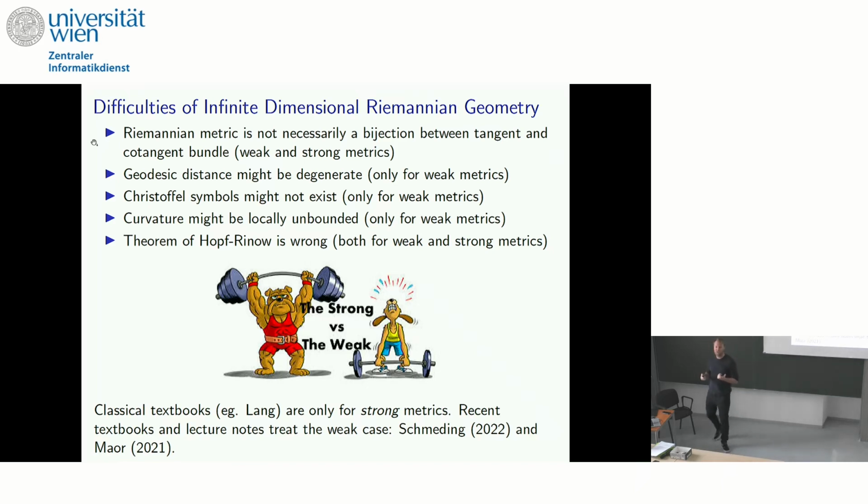And the last one, which is even true for strong Riemannian metrics, is that we have just no theorem of Hopf-Rinow, and I will spend a bit of time to show you some of the counterexamples and also show you what we still have in infinite dimensions.